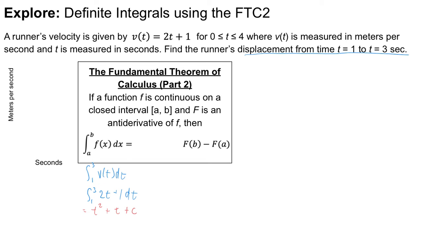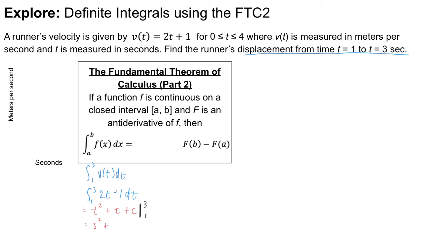We put a line after the antiderivative, and then we put 3 and 1 as our upper and lower bound. This is just to indicate that we're going to plug 3 and 1 into the antiderivative and then subtract the 2.